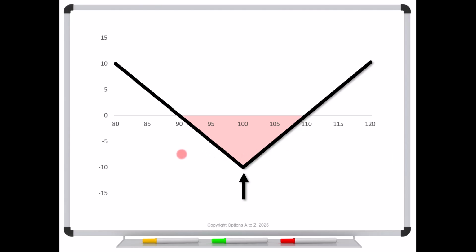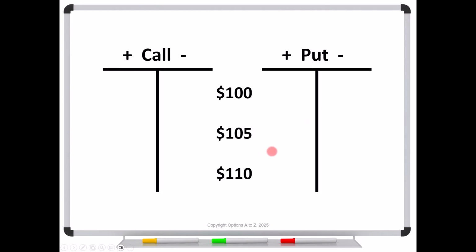So how do we do that? Well, that's where hedging with vertical spreads comes into play. It's not the only way to do it, but it's a very common one and very powerful. So here's the way that it works.